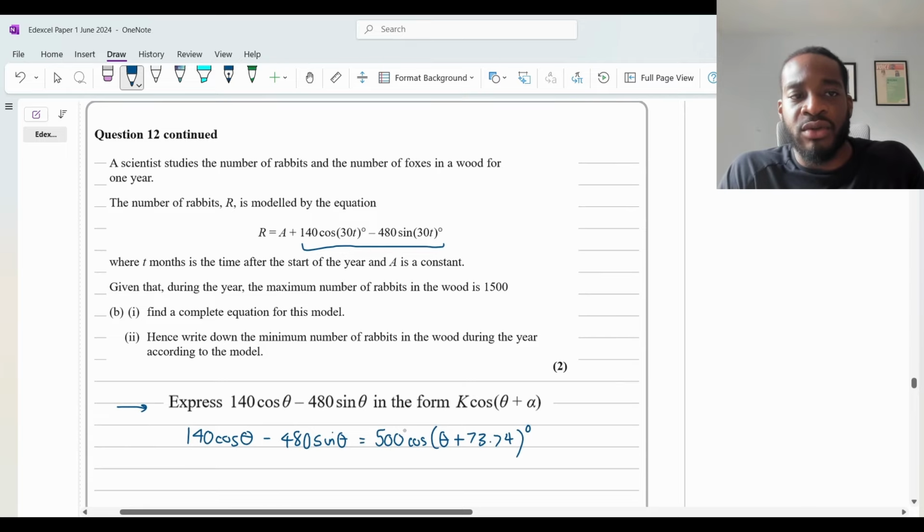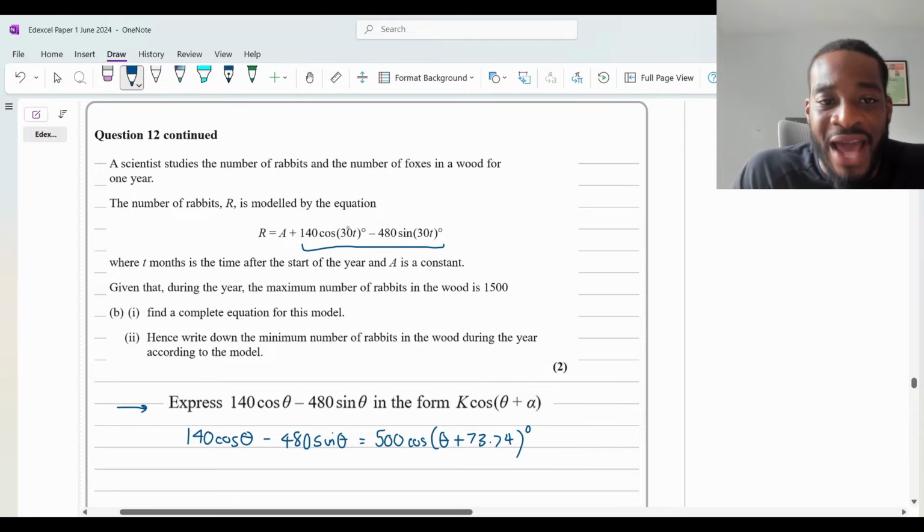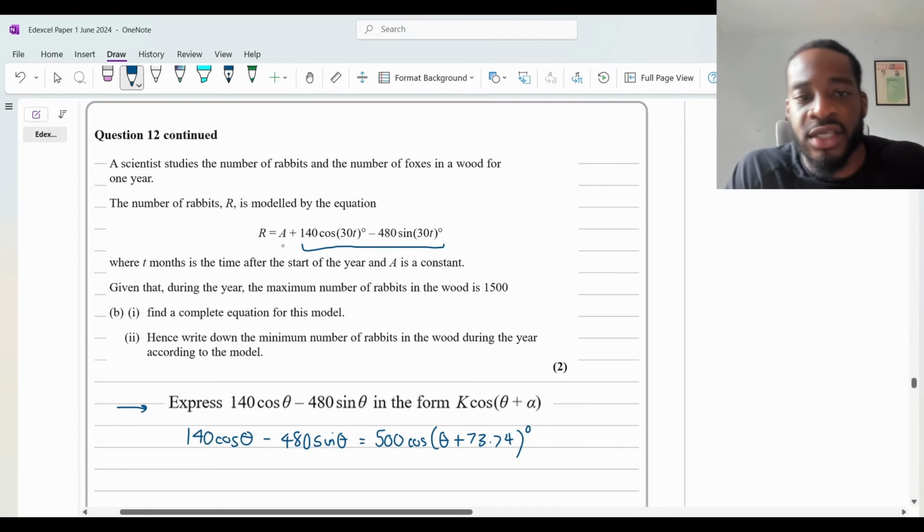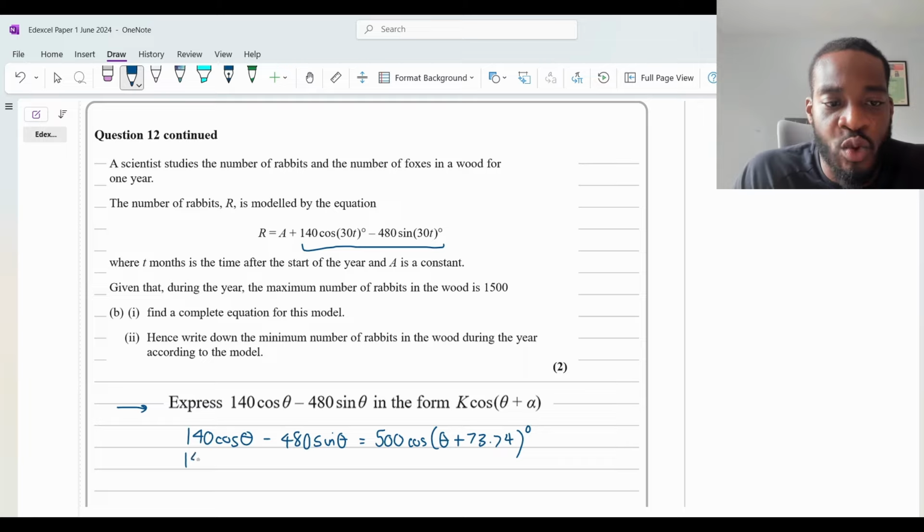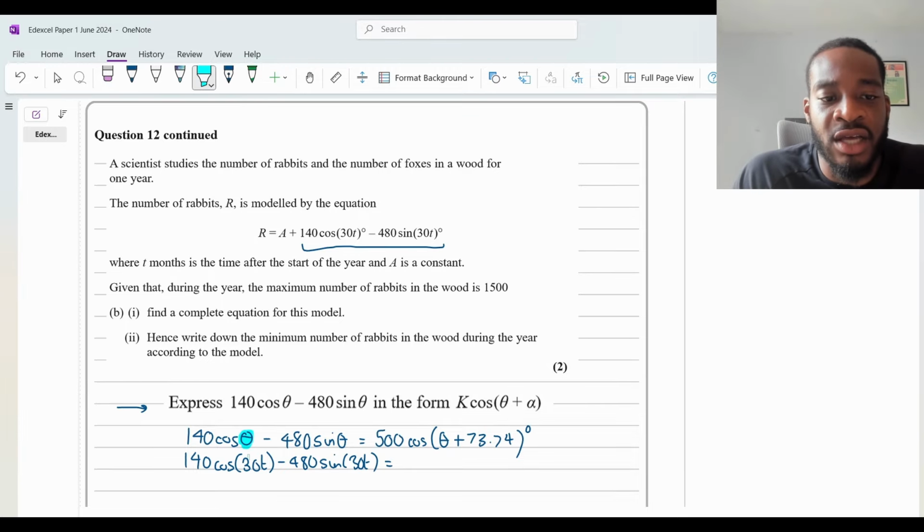So what I like to do whenever I'm doing these questions is I actually just write that out again. I'm going to ignore the constant A for now, and I'm just going to rewrite 140 cosine 30t minus 480 sine of 30t. And then when you do that, you can quite clearly see that the only difference is the arguments. They've just changed the theta to 30t. So I'm going to write here, theta is just equal to 30t.